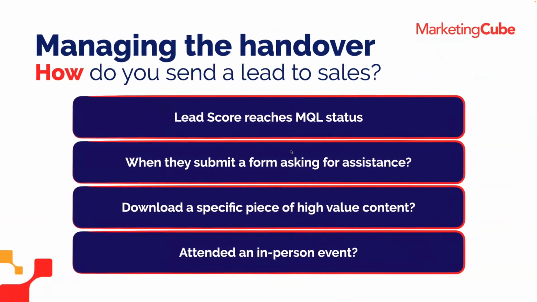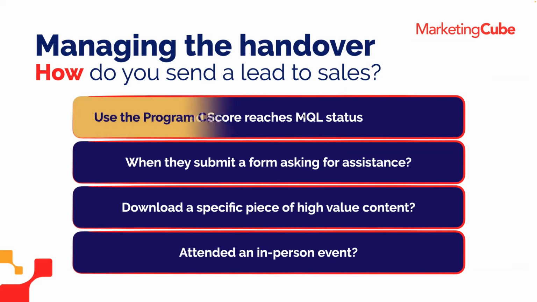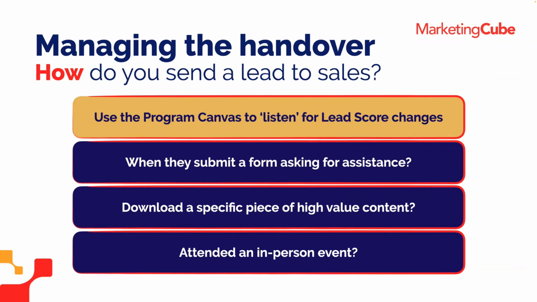So actually managing the handover, and how do you do that in Eloqua? So we talked about the lead score reaching an MQL status. So again, you define what a marketing qualified lead is. In the example I provided you there, we looked at a score of A1, A2, B1, or B2 as being a marketing qualified lead. And so what happens with that one? Well, we can use the program canvas to listen for lead score changes. So the program canvas has a listen function, and that listen function will enable it to listen for changes in the lead score. And once it reaches the threshold again that you determine, you can then use the program canvas to push that particular lead into the sales or into the CRM platform.